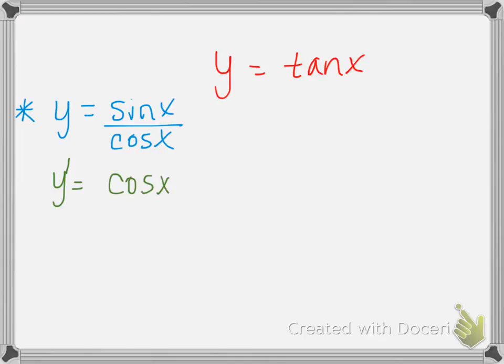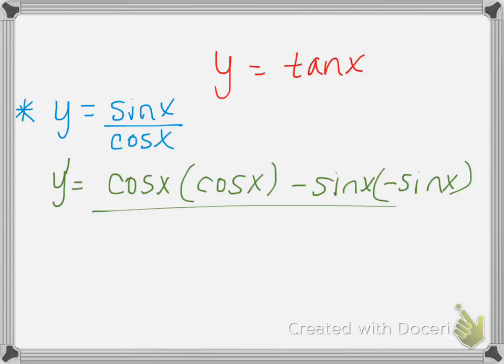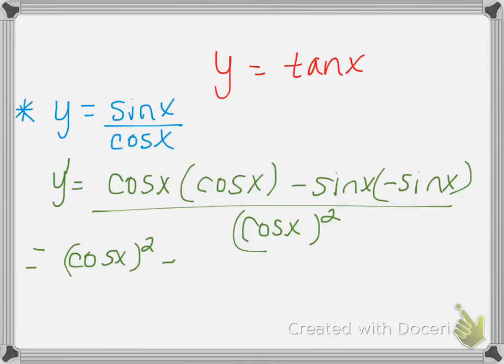So we have the bottom times the derivative of the top. Derivative of sine of x is cosine of x. Minus the top times the derivative of the bottom, which is negative sine of x, over the bottom squared. Alright, you can combine the cosines. You can combine the sines.